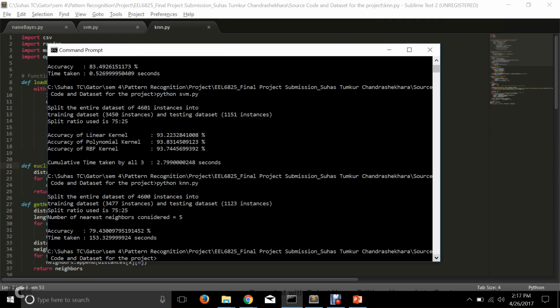So that's the output. As you can see, the accuracy is around 79%, which is still very less when compared to the SVM results, which is 93%. And the time taken was about 153 seconds. It's not even comparable. All these three combined together took 2.8 seconds, and this alone is taking 153 seconds. So that's about 2.5 minutes for its execution, and that's why it's the least performing one out of the three chosen.